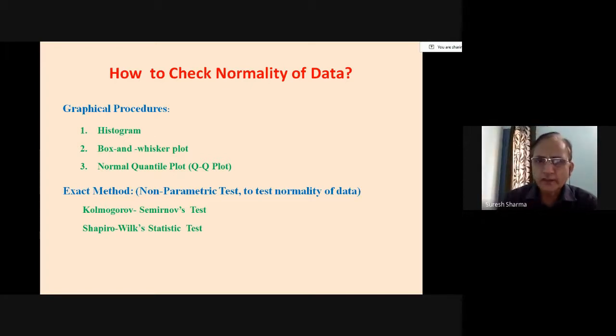Then there are two exact procedures also. They are known as non-parametric tests. One of them is called KS test, generally called Kolmogorov-Smirnov test. With the help of this, I can also check the normality of the data. Another is Shapiro-Wilk test. But let me tell you, graphical procedures are better than these exact procedures. We use the exact procedures only when you are in a fix. Should I take this as normal or not? In that situation, sometimes we apply these tests.